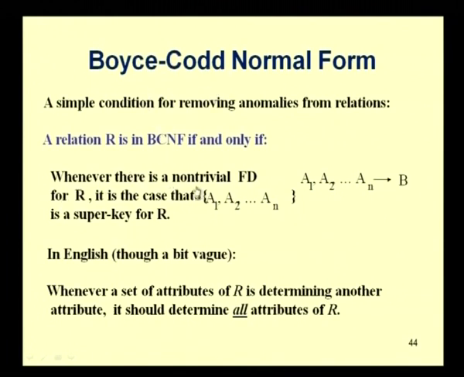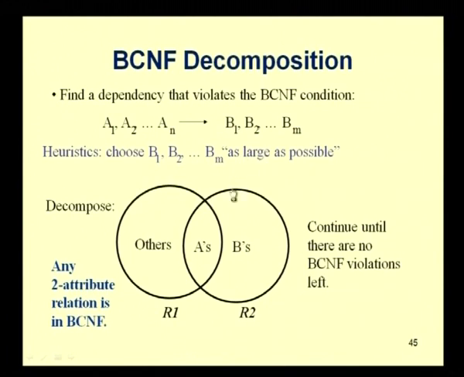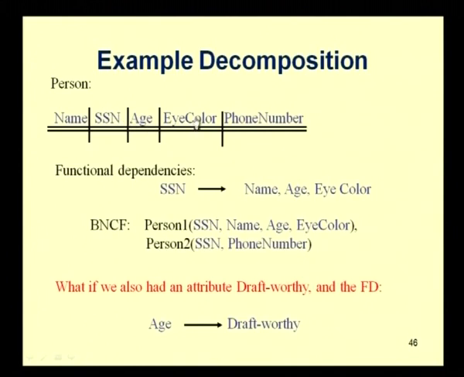Whenever there is a non-trivial FD A1, A2, ..., An determines B for R, then A1, A2, ..., An is a super key for R. In English, whenever a set of attributes of R determines another attribute, it should determine all attributes of R. Just to continue with the discussion, find the dependency that violates the BCNF condition. So, you have A's here and B's here; choose B1, B2 to Bm to be as large as possible. Continue until there are no BCNF violations left. See here: name, SSN, age, eye color, phone number.